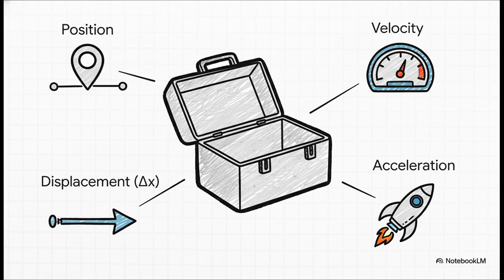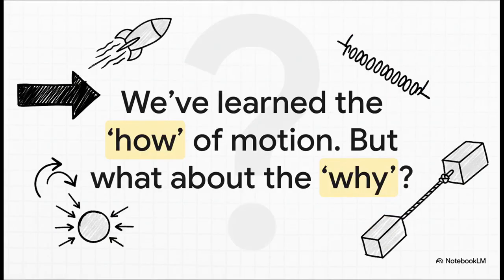We have position, which tells us where something is. We have displacement, which tells us its change in position. We have velocity, which tells us how fast that position is changing. And we have acceleration, which tells us how fast the velocity is changing. So we've basically mastered the grammar of motion.